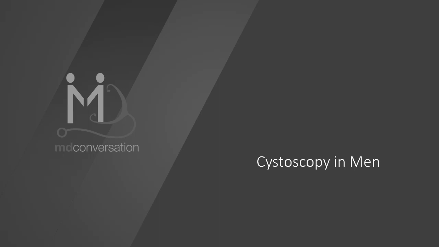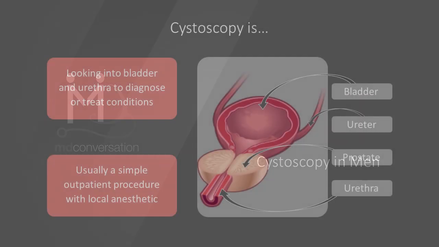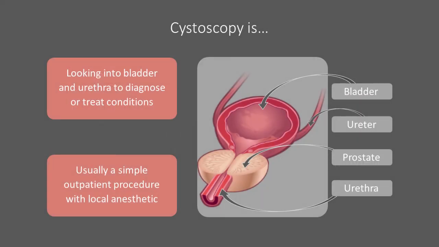This module discusses cystoscopy. Cystoscopy is a medical procedure in which a doctor looks into the bladder and urethra or urine channel with a special telescope. The procedure allows the doctor to diagnose or treat certain conditions of these structures. It is usually a simple outpatient procedure done with you awake under local anesthesia or freezing. Rarely, it may require intravenous or IV sedation to keep you drowsy, or even general anesthesia or spinal anesthesia.